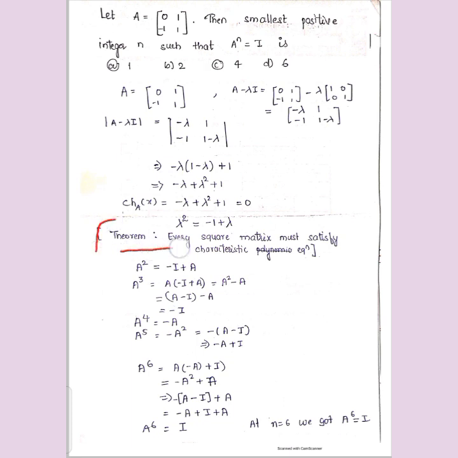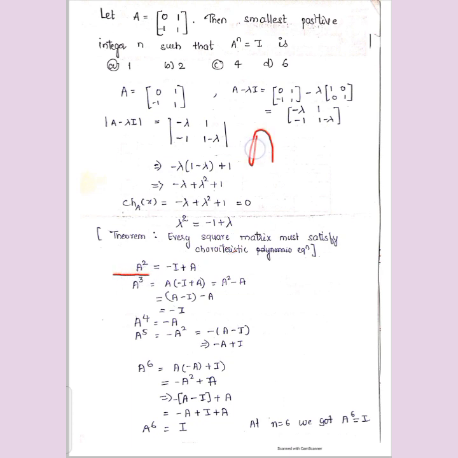And we know the theorem that every square matrix must satisfy its characteristic equation. What does it mean? The matrix given to you should satisfy this equation, which is your characteristic equation. It means that instead of lambda, you substitute the matrix A. So lambda square becomes A square, the minus 1 becomes the identity matrix, and lambda becomes the matrix A. Now here we got the value of A square.